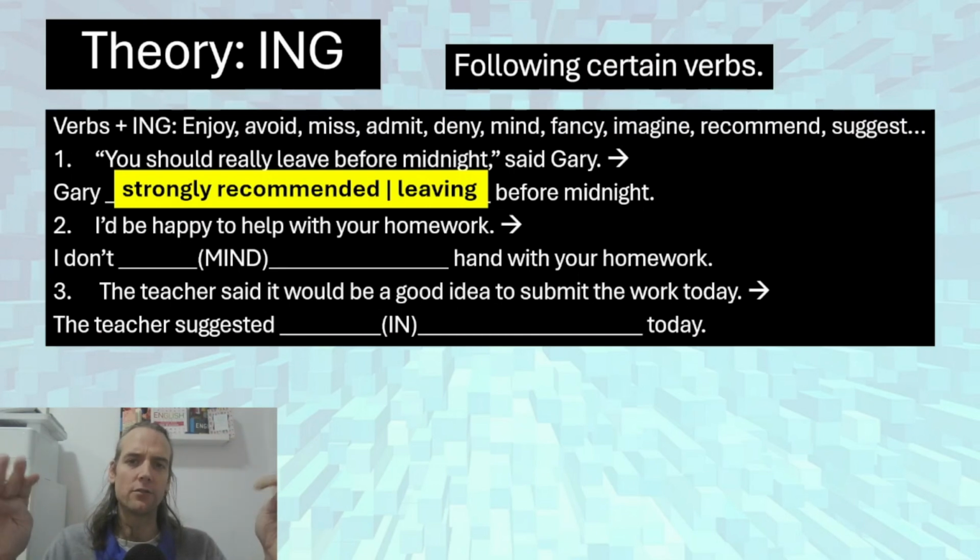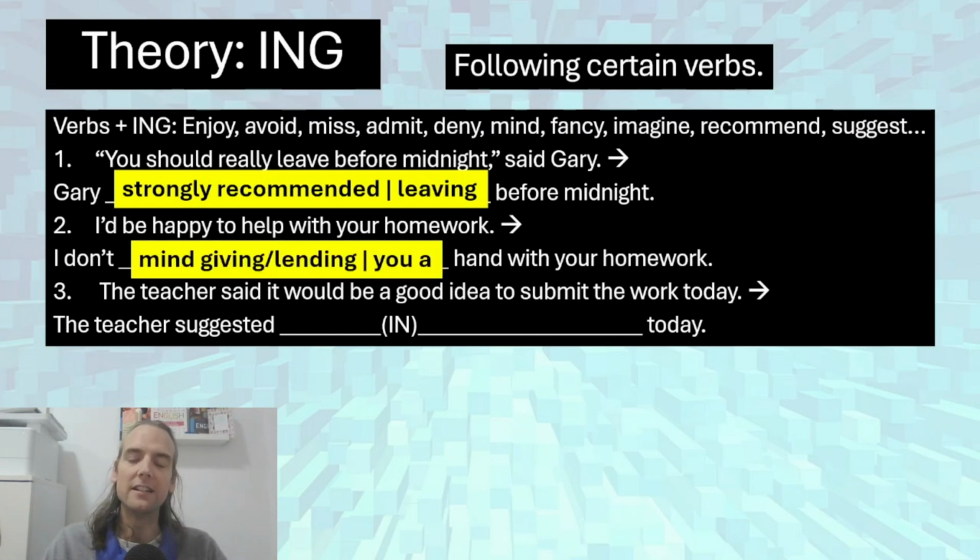Number 2, we just saw mind in one of the other examples, didn't we? I'd be happy to help you. I don't mind helping you. Now we need ing, but we need something with hand. That means help. Giving or lending someone a hand. And it's you because the first question is you.